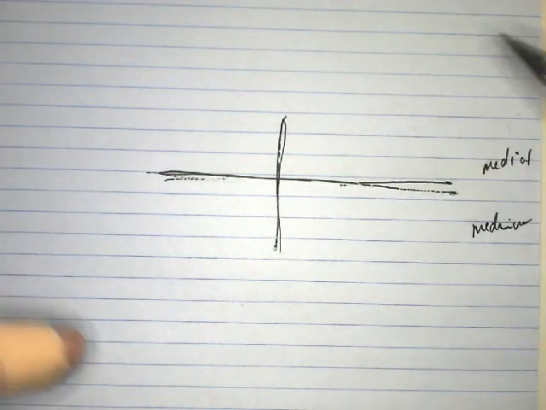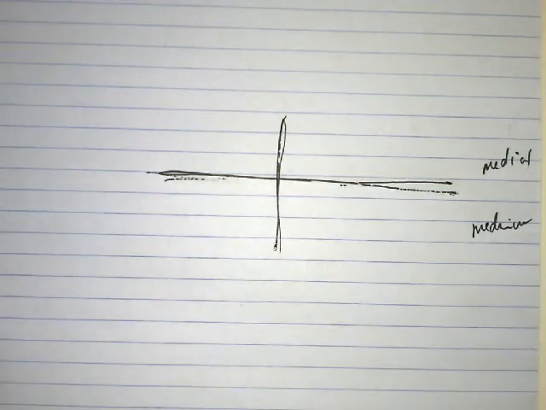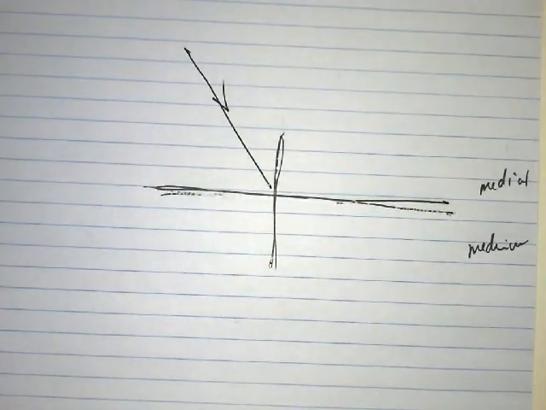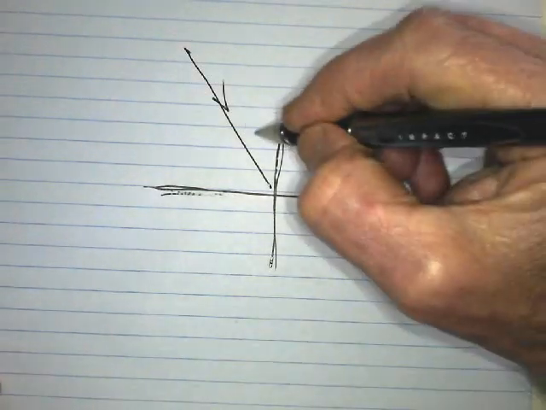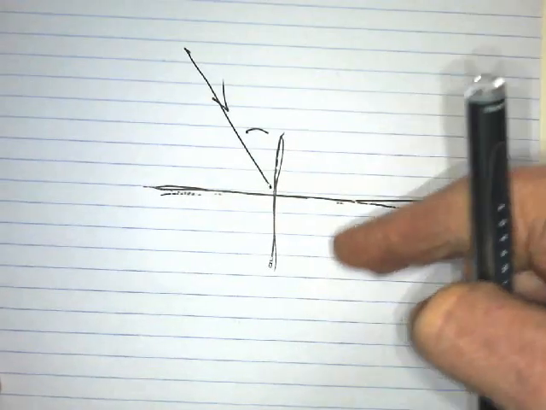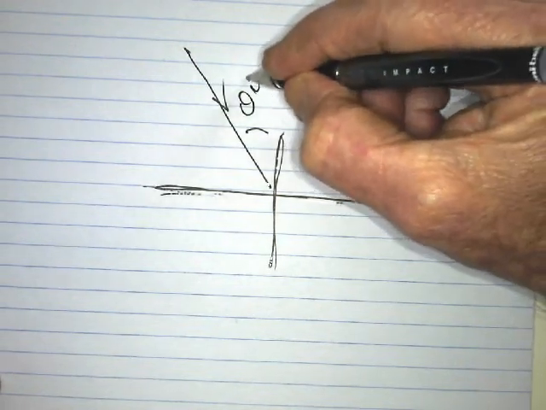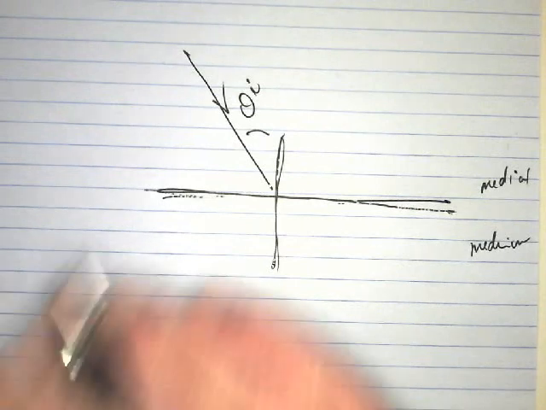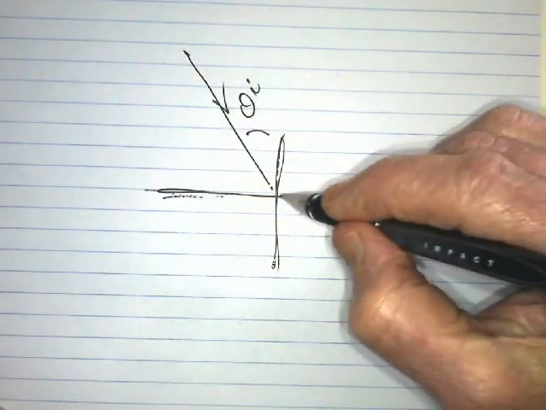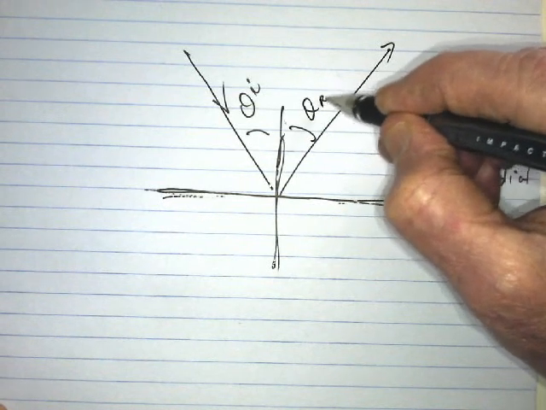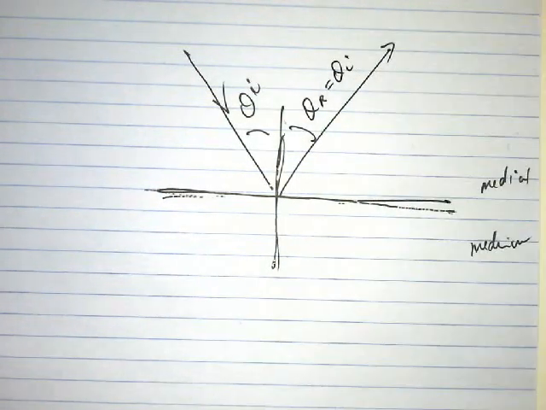Then if you have light coming in, you measure the angles relative to the normal. So this is theta incident, call it theta I. Then if it reflects, it goes out like that, and this should be theta R, but that should be equal to theta I, because if it's a specular reflection, it just comes off at the same angle.